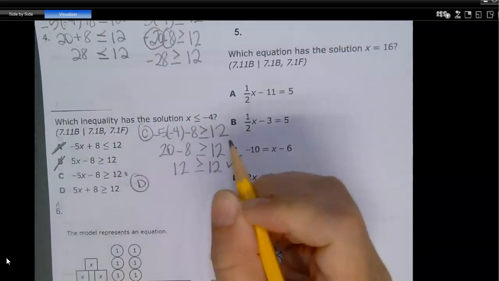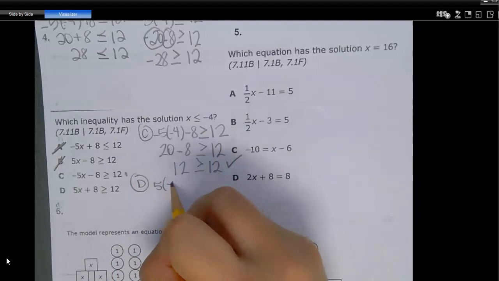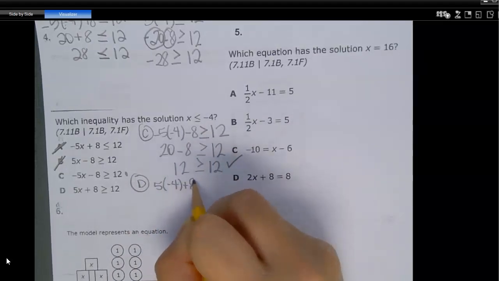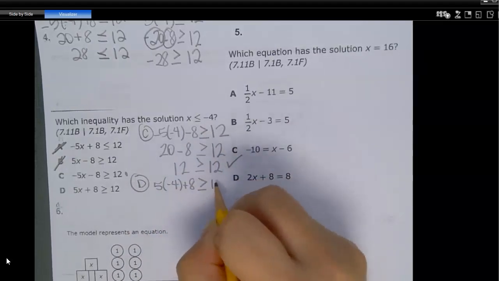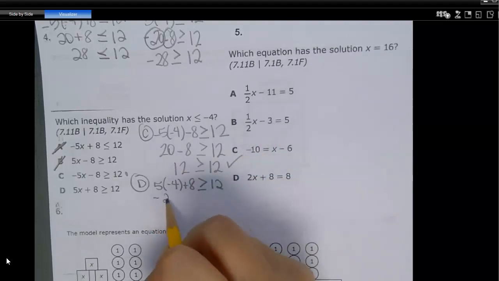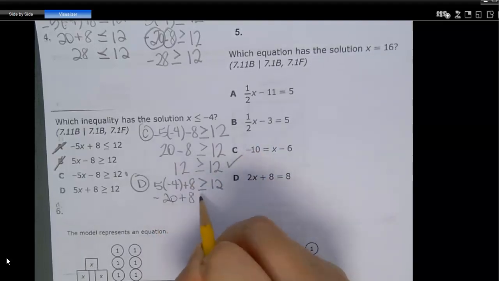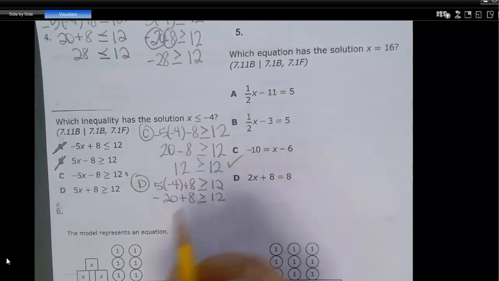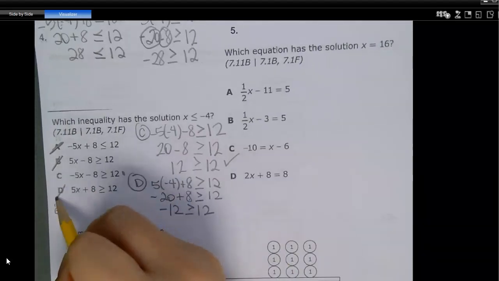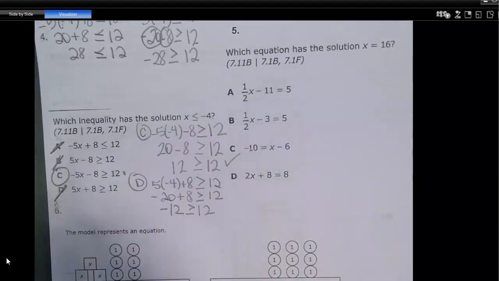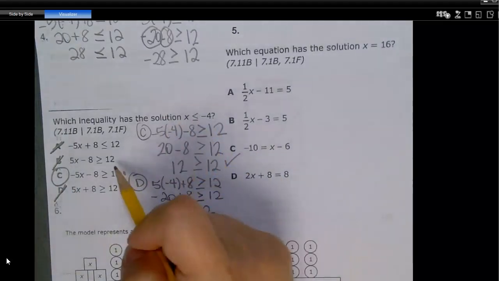And then D, we have 5 times negative 4 plus 8 is greater than or equal to 12. So negative 20 plus 8 is greater than or equal to 12. Negative 20 and a positive 8 would be a negative 12, is greater than or equal to 12. That is also not true. So for C, negative 5x minus 8 is greater than or equal to 12 is the only one that can solve that inequality.